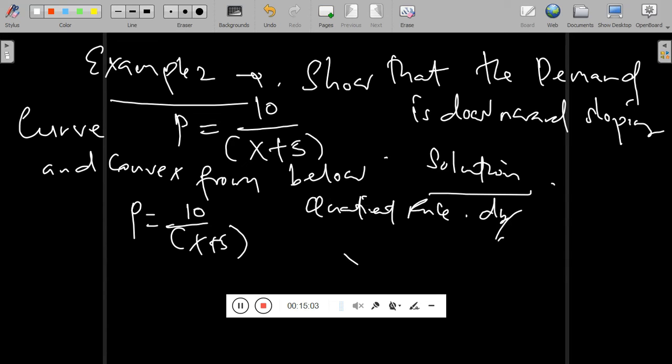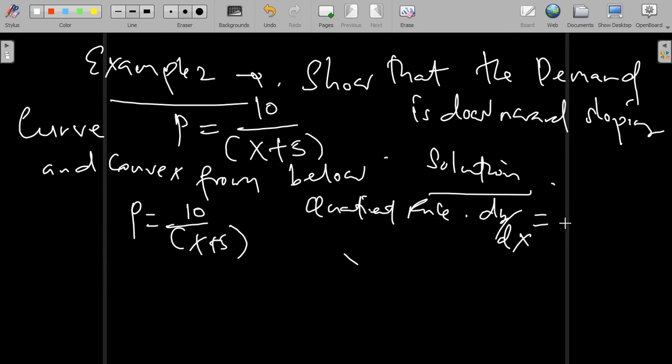That is dy over dx is equal to... So we apply what is known as the quotient rule, so we can solve the first order derivative to prove out the convex function. So dy over dx is equal to v times du over dx minus u dv over dx. Now here, this is our u and this is our v.